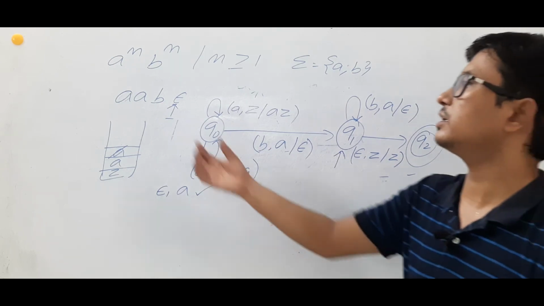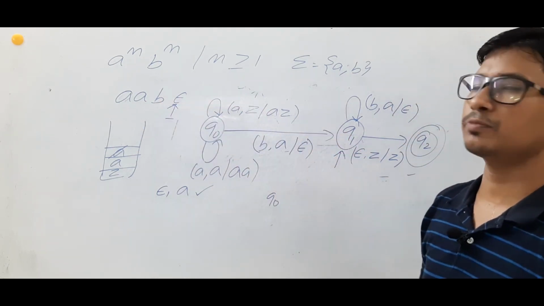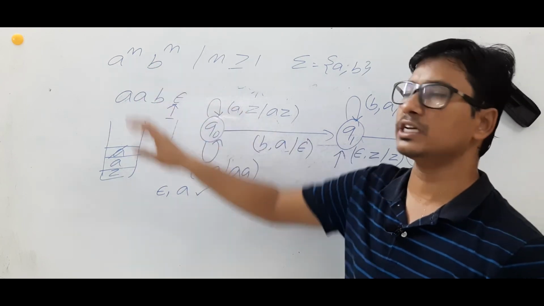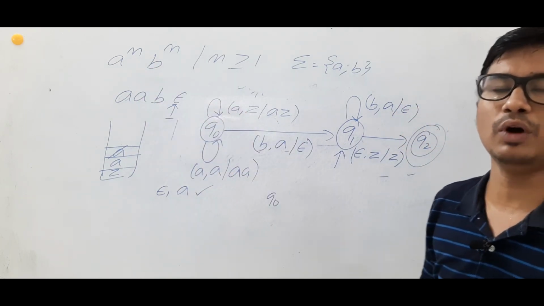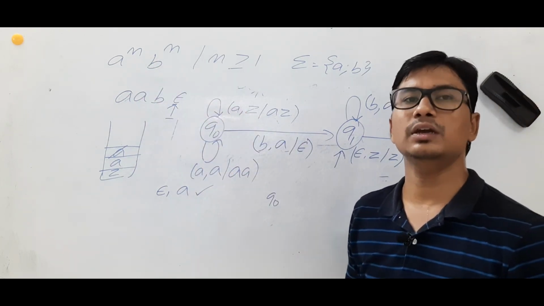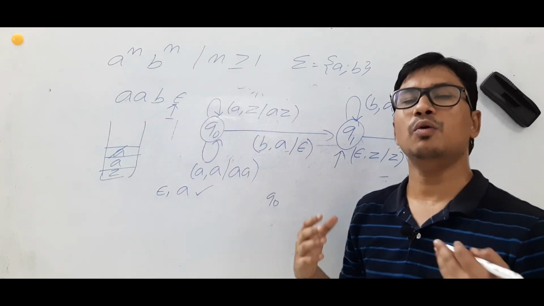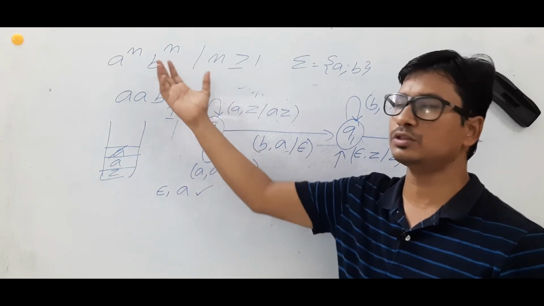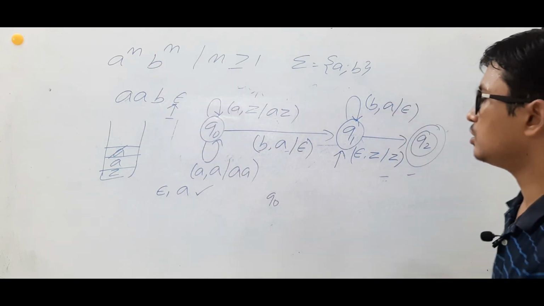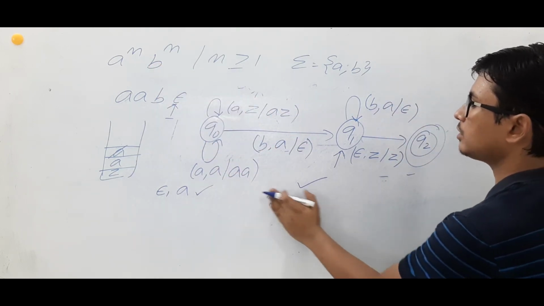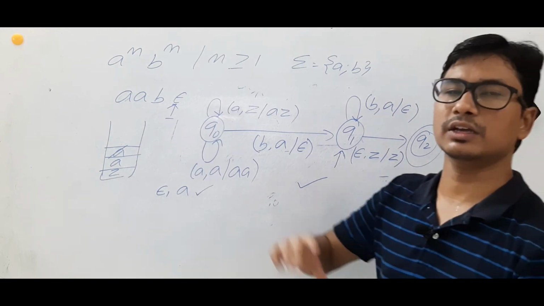So I can say that the string, which does not belong to the given language, is not accepted by the pushdown automata. So what is my pushdown automata doing? The strings which belong to the given language, it is accepting. The strings which do not belong to this language, it is not accepting. So I can say that this is the correct pushdown automata for the given language.